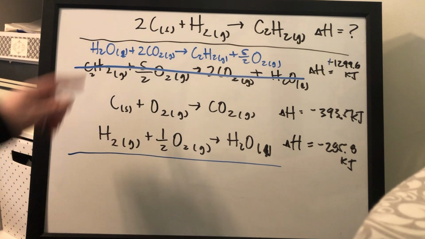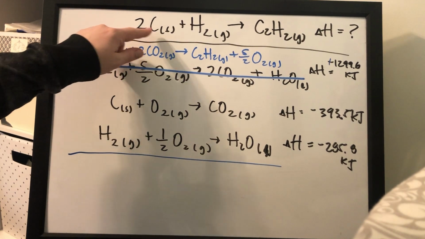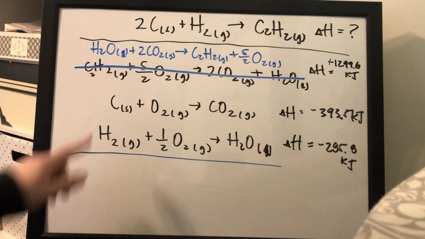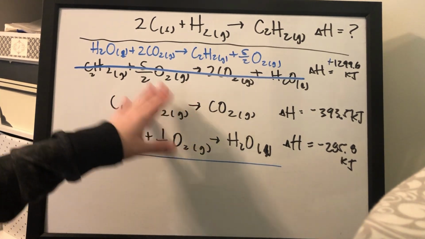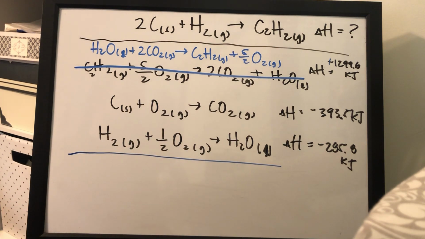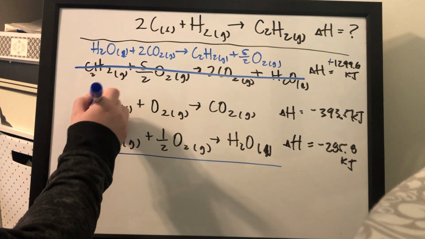Where the issue comes in is this, the 2. I need 2 carbons and I only have 1 carbon. Now I have some carbon contained in CO2, but that's not plain carbon. I need 2. And so the only way I'm going to get 2 carbons is to double this whole reaction.